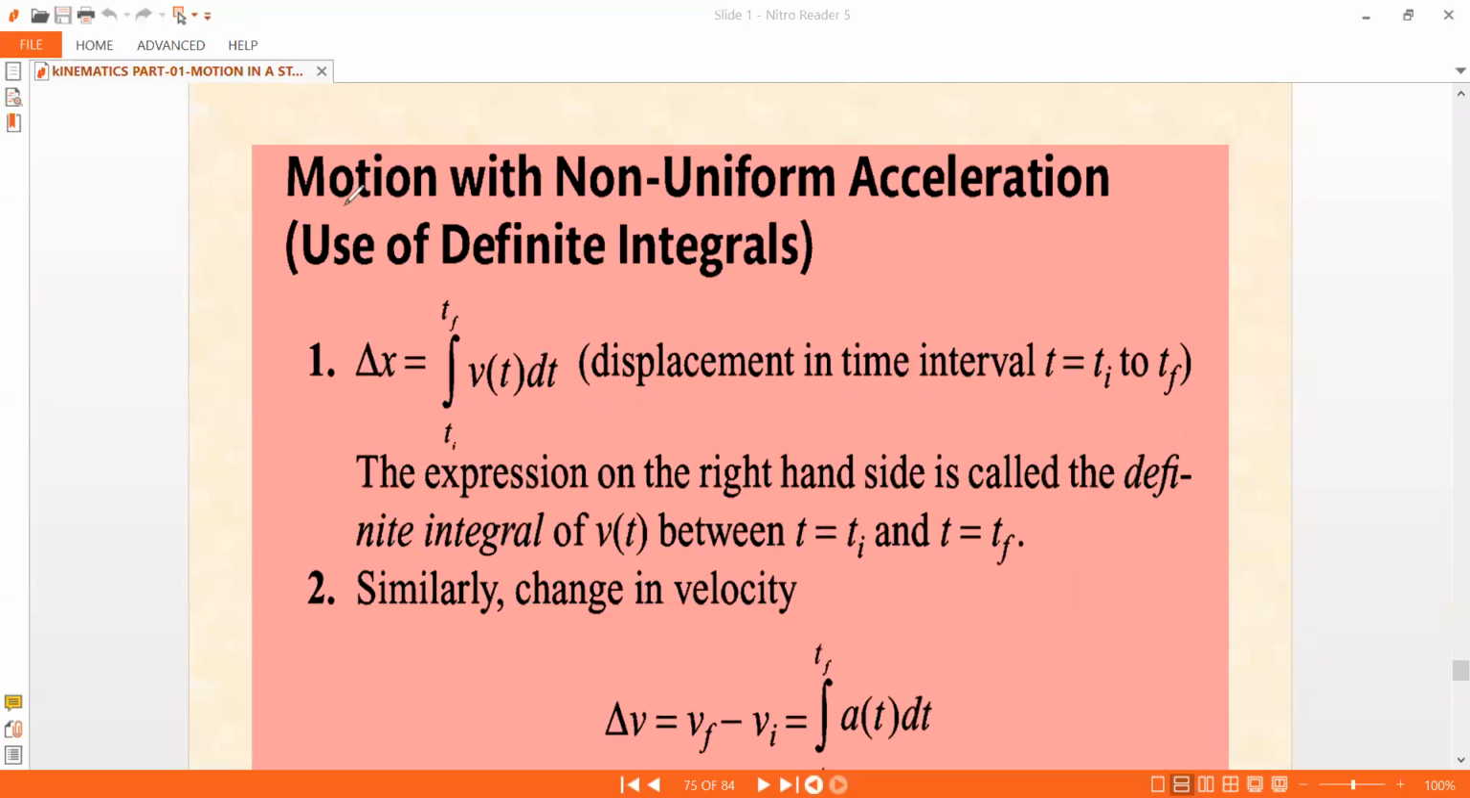I'm back with another video here, and this is motion with non-uniform acceleration. This is a theory part and the use of definite integrals. This is the idea which I'm showing you, and these are the notes for you.